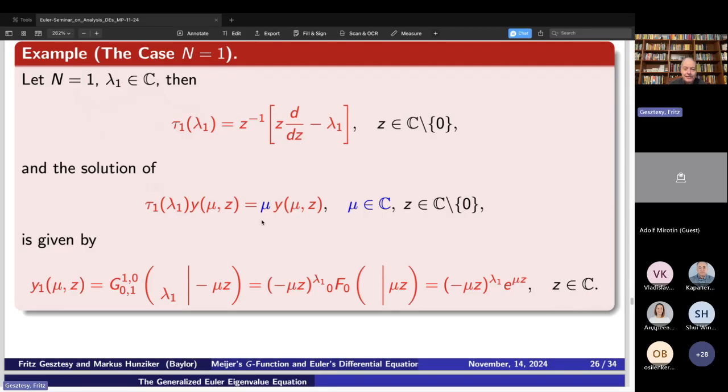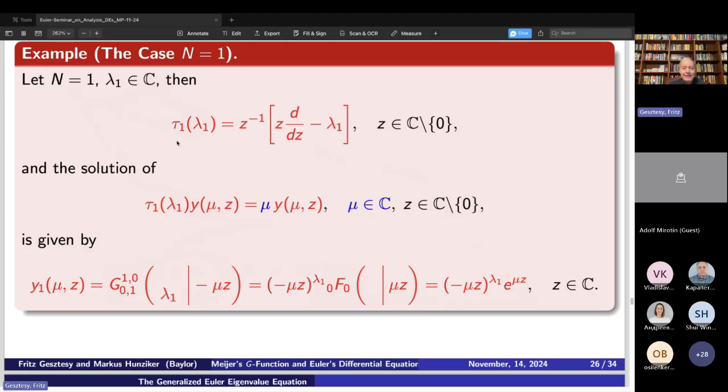And if you look at the Euler eigenvalue equation for this n equals 1 case, well, this is your answer in terms of the Meyer's G function. This is the answer in terms of generalized hypergeometric functions, but in this particular case, you get 0, 0, and so it's just an exponential. So that is, of course, no surprise. This is a first-order differential equation that one solves in calculus 1.